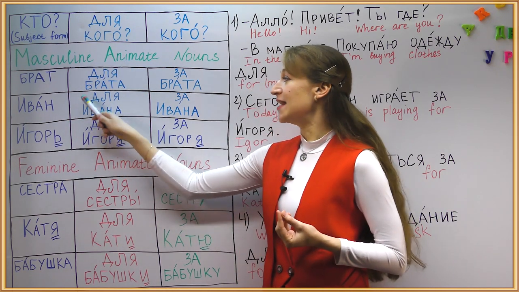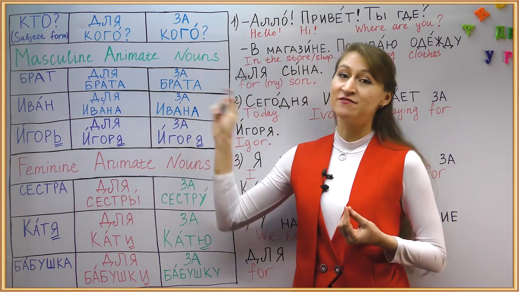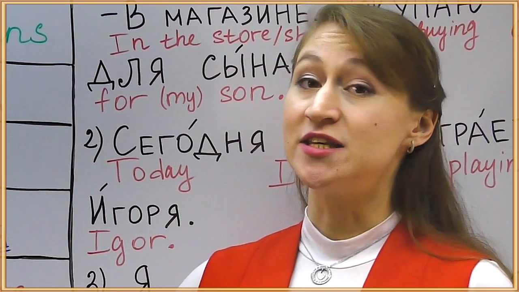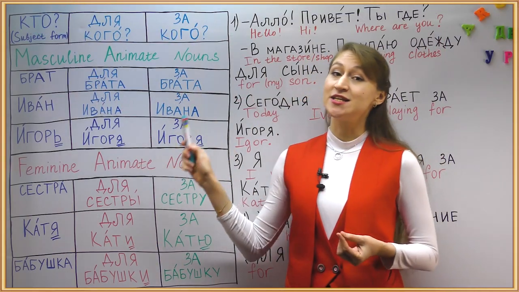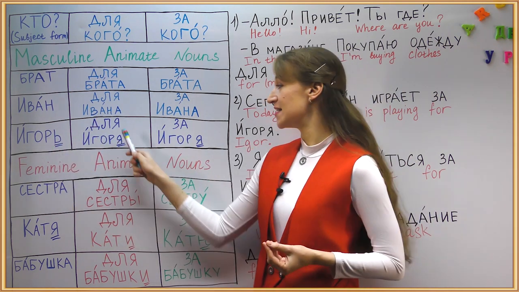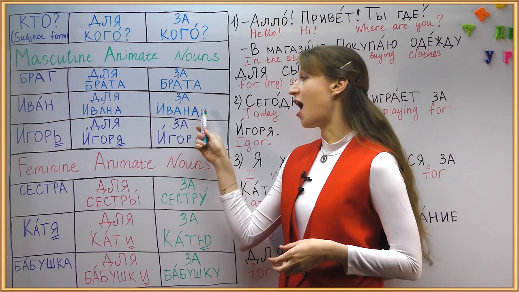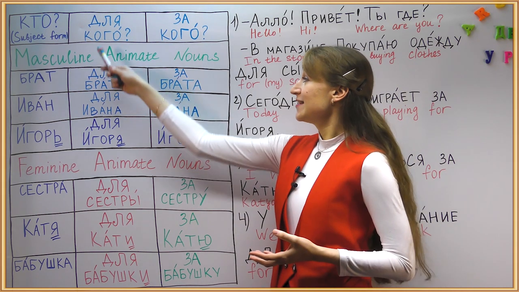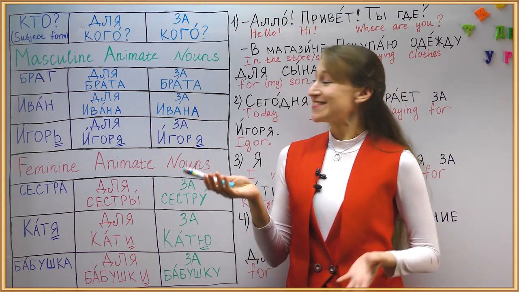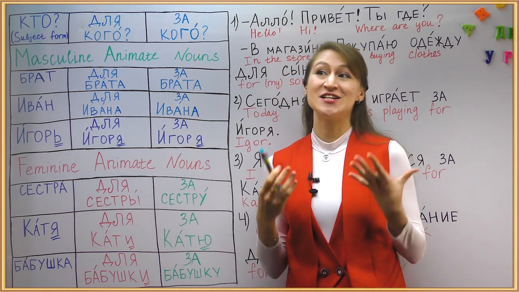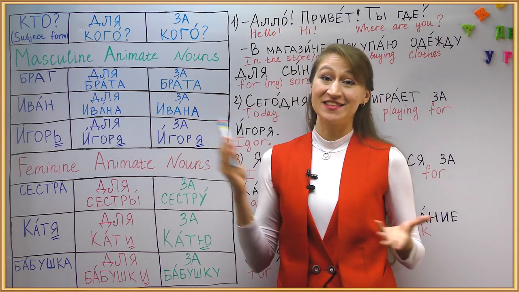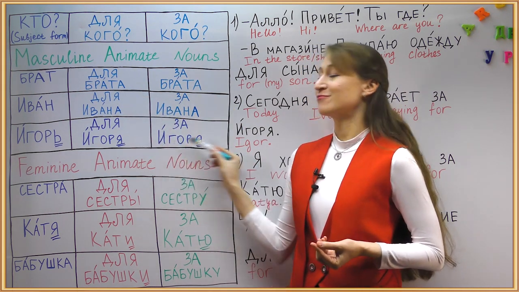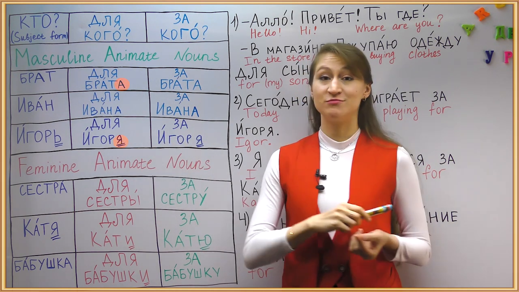Иван, для Ивана, за Ивана. Игорь, soft sign, для Игоря, за Игоря. Since it's a soft ending, we will change it to я rather than а. So these are masculine animate nouns. And just like male persons, they are consistent here. They are solid, substantial, and they are predictable. Because with both prepositions, they acquire the same ending, а or я.